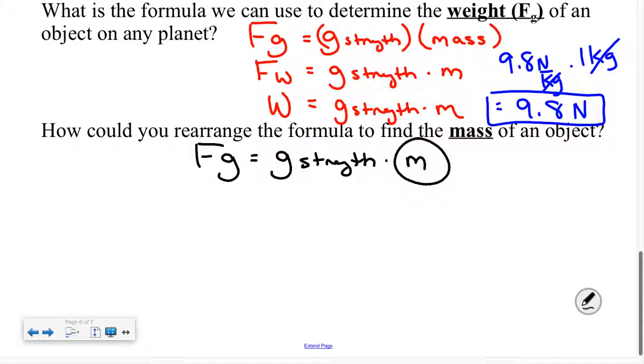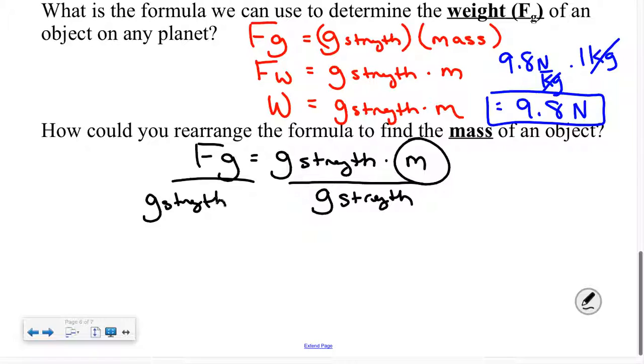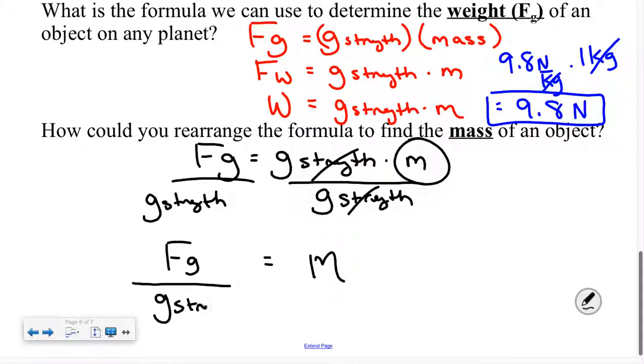And if I want to isolate just the mass, then I simply have to send force gravity over to the other side. So whatever I do to one side of the equation, I've got to do to the other side. So I would simply divide both sides by gravitational field strength. Whatever I do to one side, I've got to do to the other. So my gravitational field strength cancels on this side, and I'm left with mass over here by itself. So if I want to find my mass, I just have to know what my force gravity is, I have to know what my gravitational field strength is, and then I just rearrange that as well.